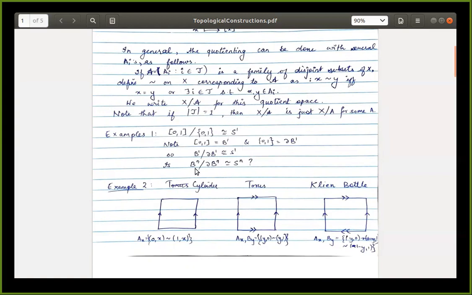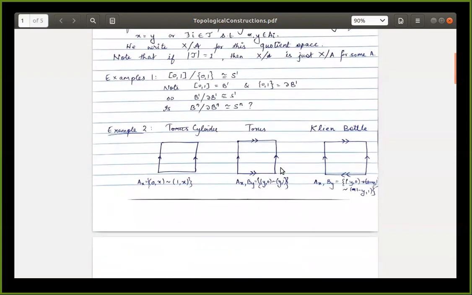Is it also true that if you take B^n, the n-dimensional ball, and you consider its boundary S^(n-1), then B^n modulo that particular S^(n-1) is going to give you S^n? Just check for yourself. And some pictorial presentations, if you want to see, we will start with a rectangle.